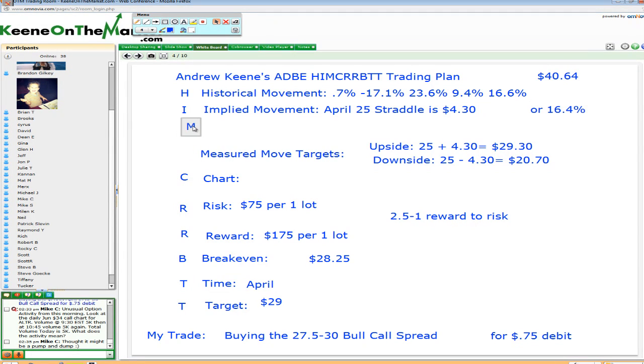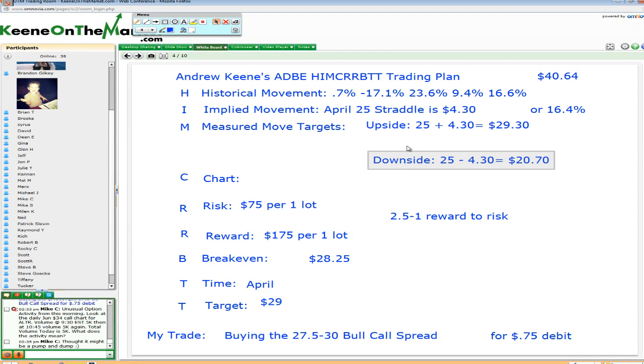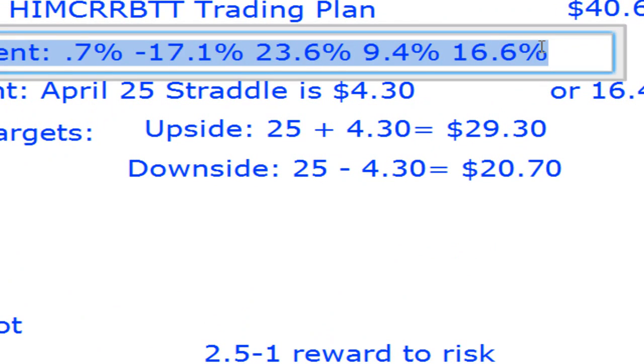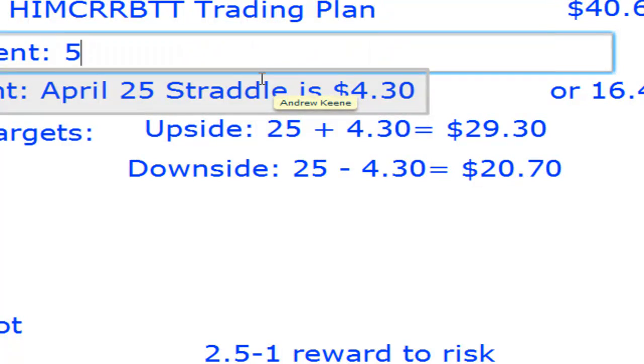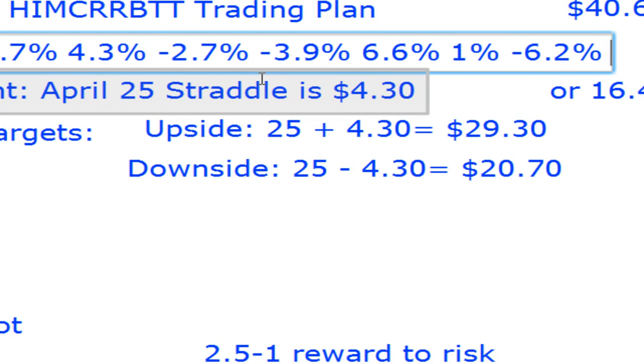So, historical movement over the last 8 quarters. How has the stock performed on earnings? And Adobe, it's pretty neutral. It's gone up 4 times, it's sold off 4 times. So we're going to the proprietary software. So it's up 5.7, up 4.3, down 2.7, down 3.9, up 6.6, up 1, down 6.2, and then down 3.6.